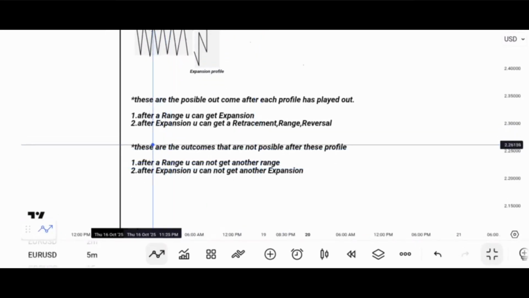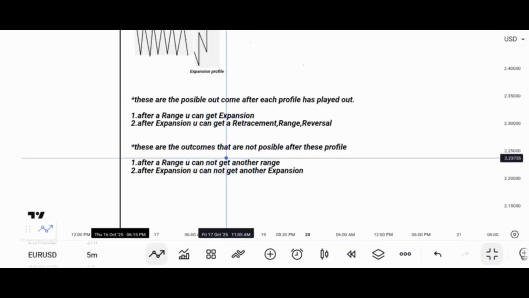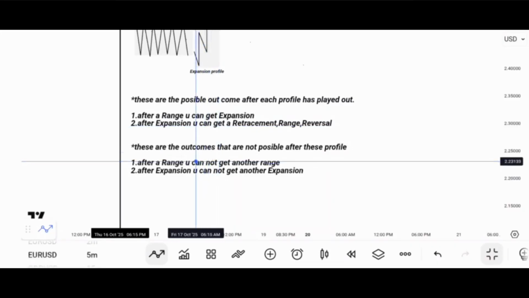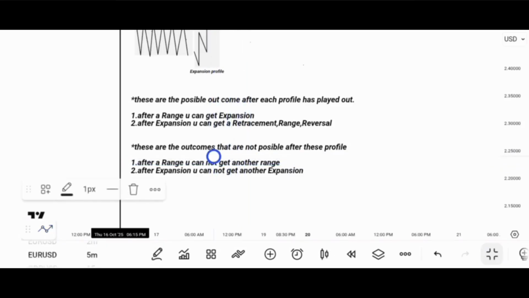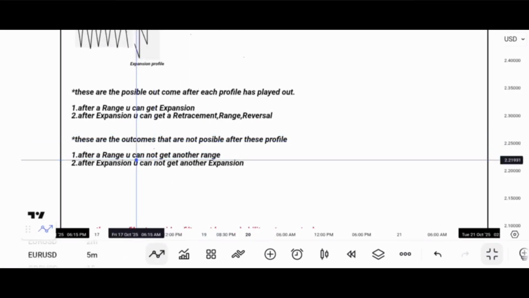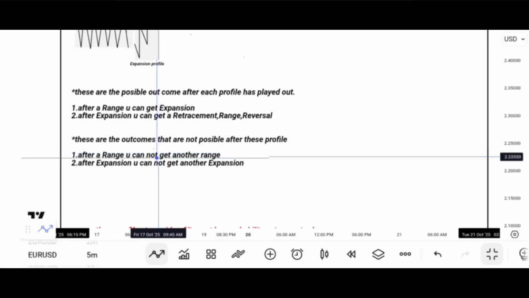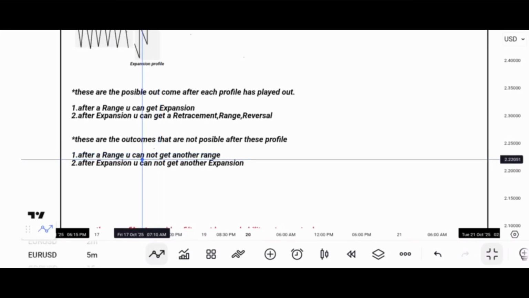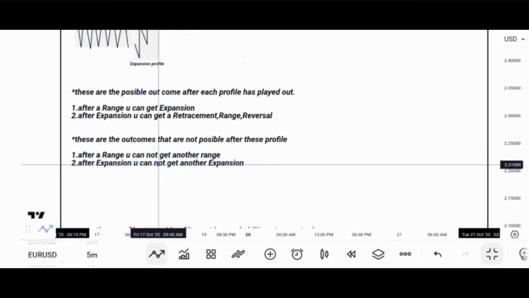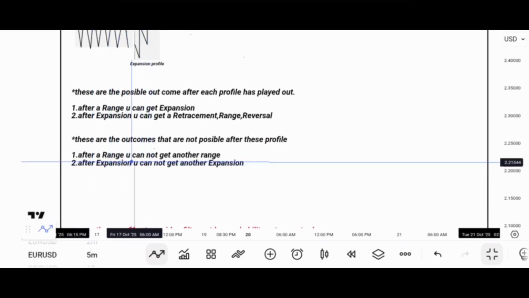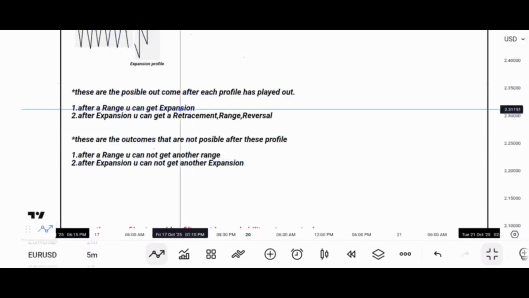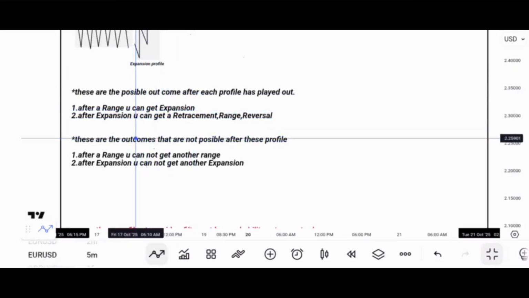So these are the possible scenarios. These are not the outcomes that we can get when we are dealing with market profiles, right? So number one, after we get a range, we cannot get another range. Price can't stay in a ranging profile forever. It can't consolidate forever. It needs to move to do its movement. So after a ranging, we cannot get another range, and after an expansion, we cannot get another expansion leg. So these are the possible scenarios when we are applying market profiling, right?